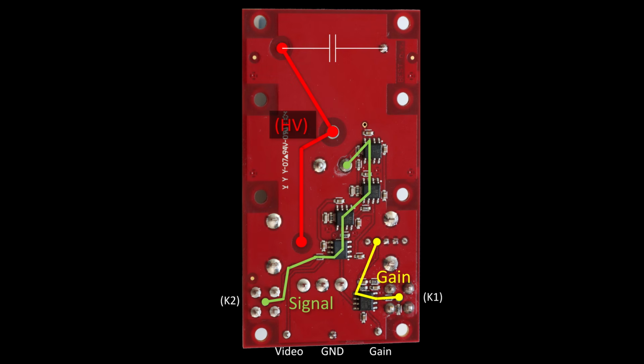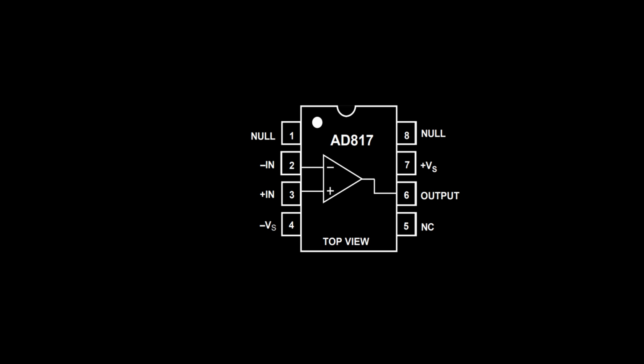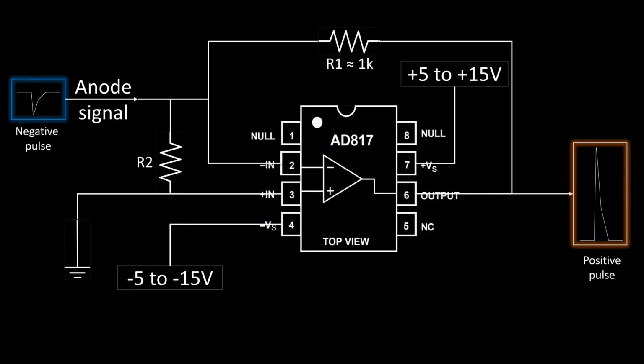If you want to do some signal amplification of a photomultiplier output yourself, but you cannot get your hands on something similar, you can try the following. I found out that basically one op amp can do the job, which is shown in this schematic. If you were to connect a single AD817 like this to the anode, it can invert the negative pulses from the photomultiplier to positive pulses.